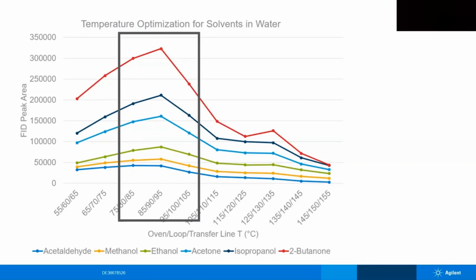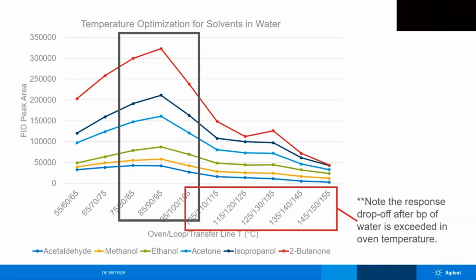So this is a result from my sequence of runs. Again, we have 1, 2, 3, 4, 5, 6 compounds, and we are incrementing the oven temperature. So the first number in the series is the oven temperature. This optimizer also increments the valve temperature and the transfer line temperature by an offset of 5 degrees, does that automatically. But the critical temperature here is the oven equilibration. And so we can see for the majority of our compounds, our greatest response was at an oven temperature of 85 degrees.